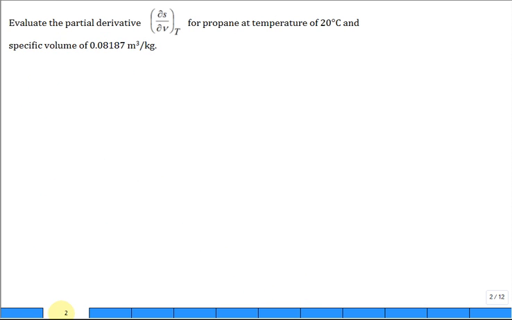Let's take a look at this problem. It says evaluate the partial derivative. So how does entropy with respect to specific volume change at constant temperature for the substance propane at a fixed temperature and a fixed specific volume?